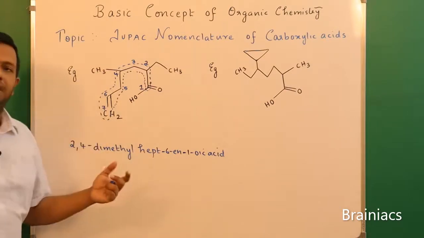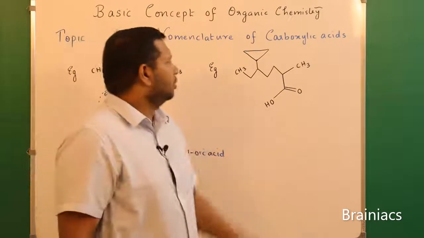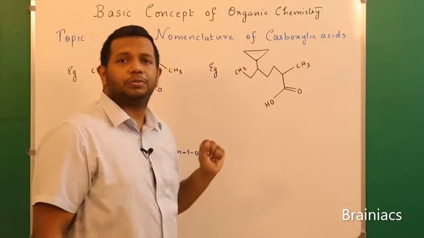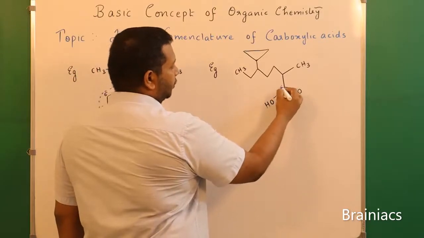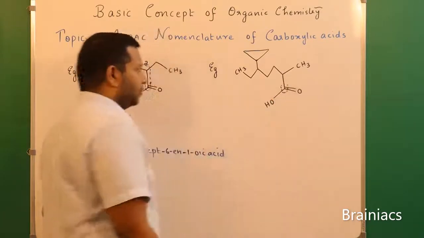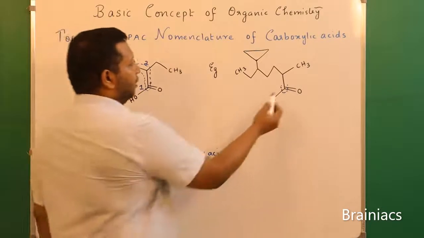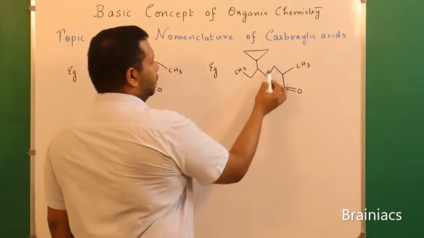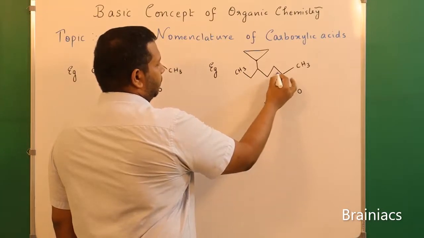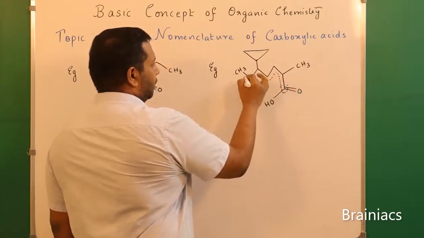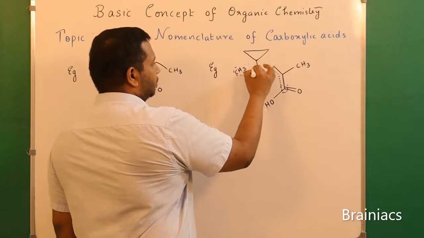Now let us discuss the next question. So here also I am looking for the functional group. I could see here C double bond O OH. So this is the functional group. So I should start selecting the parent carbon chain from here. Then I know that I will go like this 1, 2, 3, 4, 5, 6, 7. So that is my parent carbon chain. Okay, so I have chosen that.